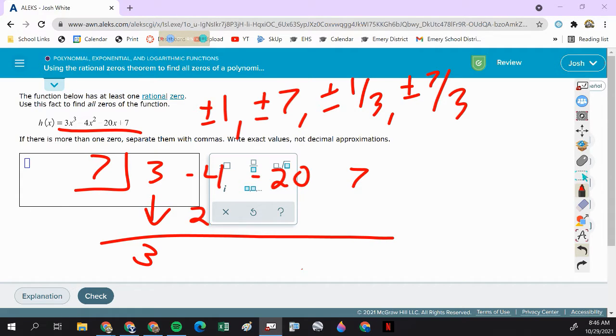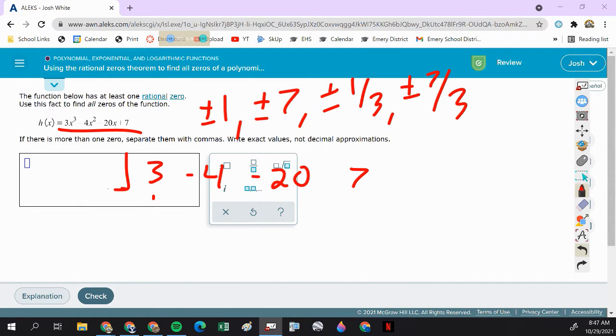7 times 3 is 21. -4 plus 21 is 17. That's not going to work. We're going to have to try a fraction. Negative 7 is not going to work either. That would be negative 21, which is negative 25. And 7 is only going to make that number bigger, and there's no way I'm going to get a 0. All right, so let's try 1/3.